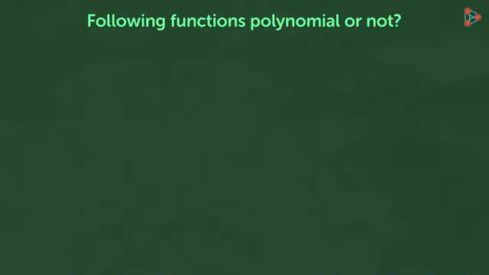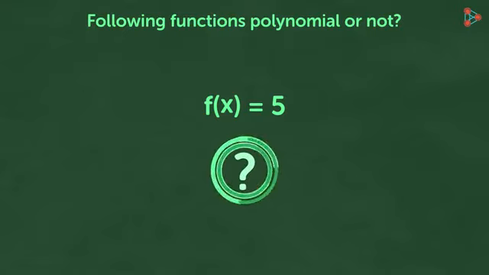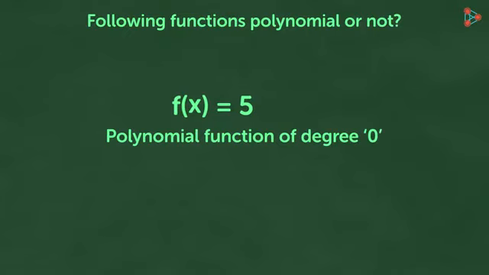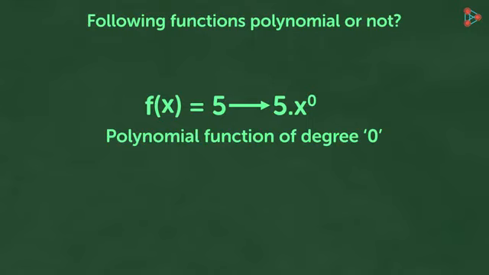Now let's test our understanding to see if the following functions are polynomial functions or not. Is f(x) = 5 a polynomial function? Yes, it's a polynomial function of degree 0. This is because 5 can be written as 5 multiplied by x raised to 0. Here, the highest degree of the function is 0.